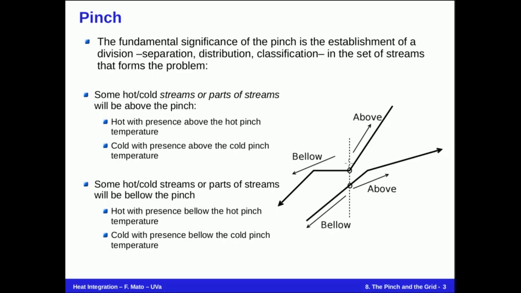Hot streams above the pinch are those with presence at a temperature above the hot pinch temperature, and cold streams above the pinch are those streams or part of streams with presence above the cold pinch temperature, and the equivalent below the pinch. Then they are the hot and cold pinch temperatures which mark the division.